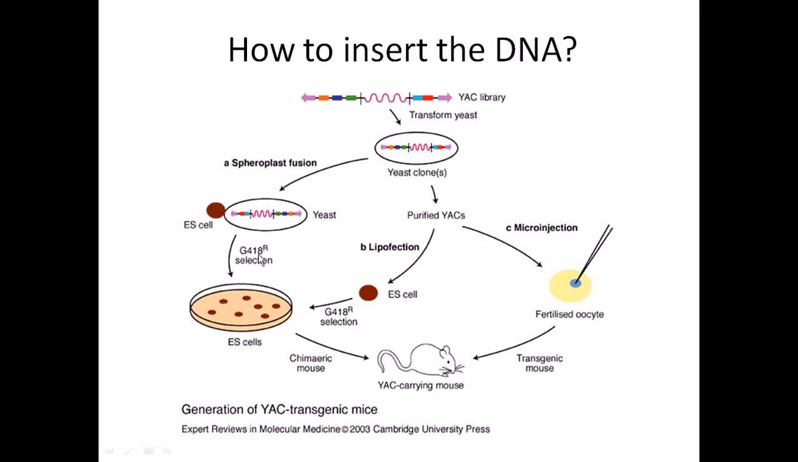So one way is the spheroplast fusion. In the spheroplast fusion, we have these embryonic stem cells, which are brown in color here, and we fuse them with the yeast clone so that the gene is inserted inside the ES. The second way is liposuction or simple micropore injection, or not injection actually.